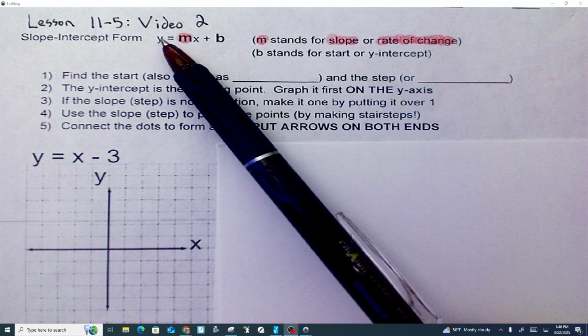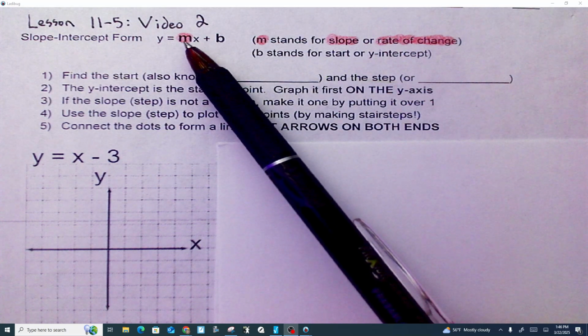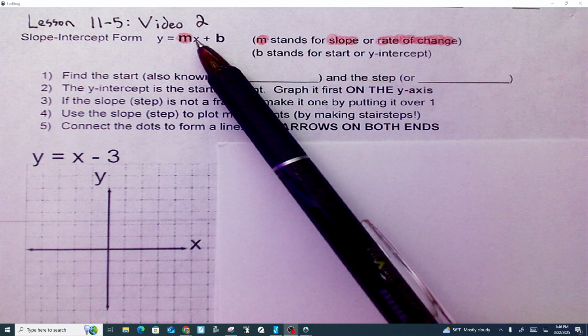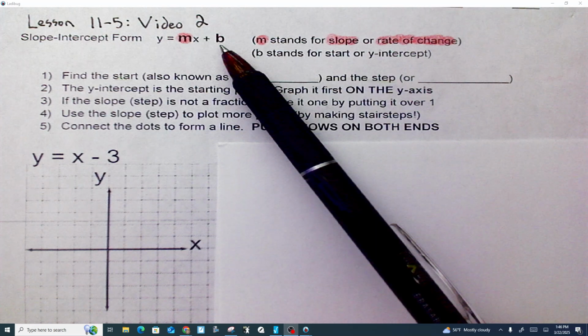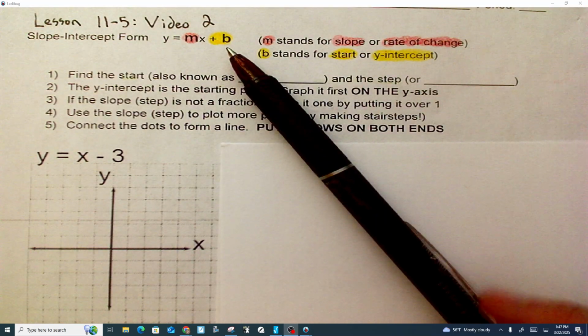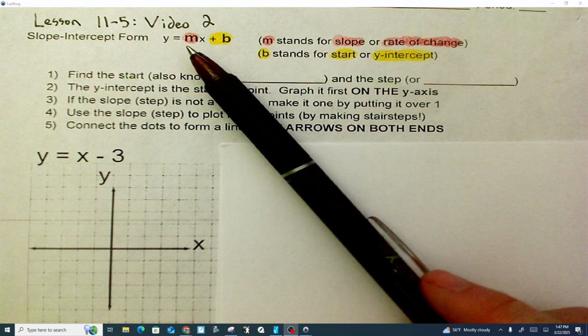And we know that we're used to seeing these equations start with a y, and that the slope number or the rate of change number is always multiplying the x here. Okay, so that's normal. But what about this letter right here, the B? Well, it's just another abbreviation.